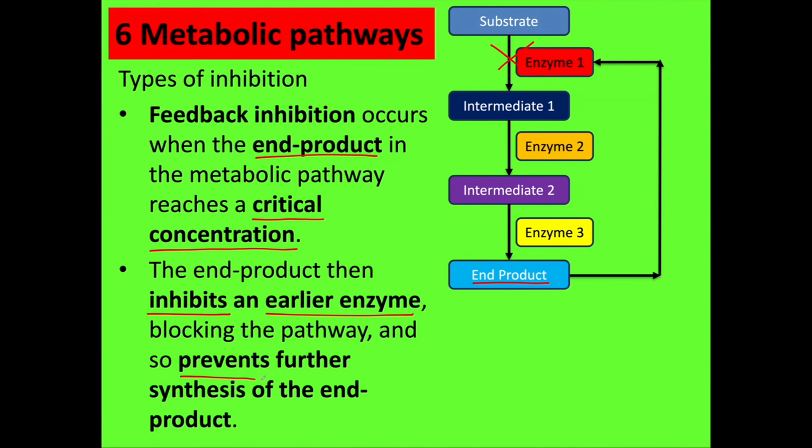It prevents further synthesis of the end product. This will not be produced because none of the pathway will proceed, and the substrate is no longer able to be broken down into the intermediate because this enzyme here, the first enzyme, is being inhibited by the end product. So we call that feedback inhibition, because the end product is going backwards in the pathway and inhibiting that first enzyme.